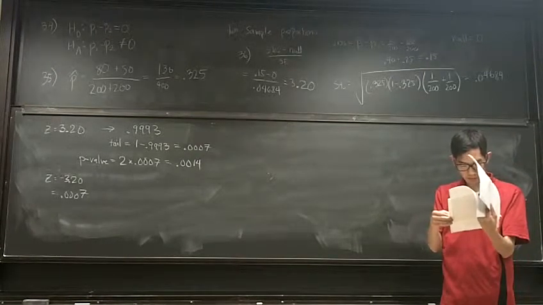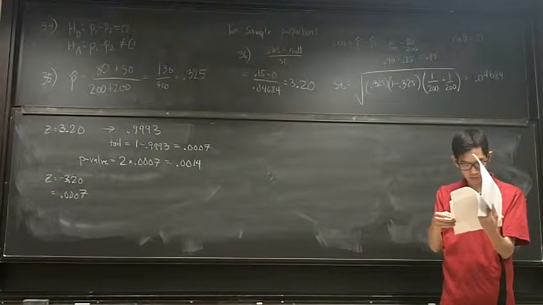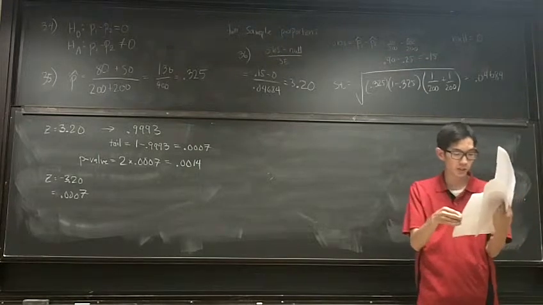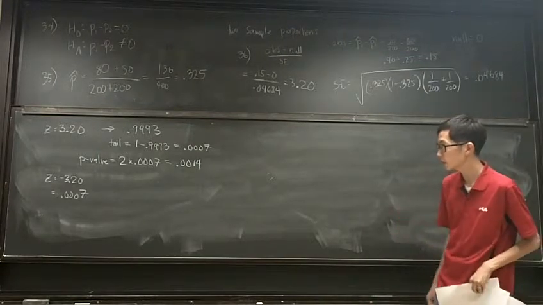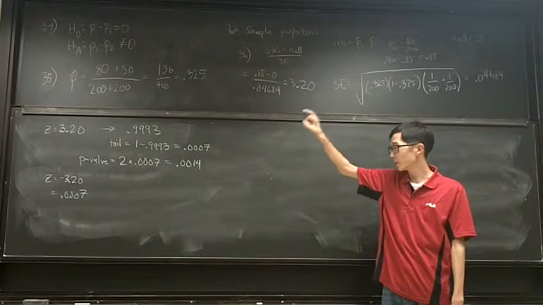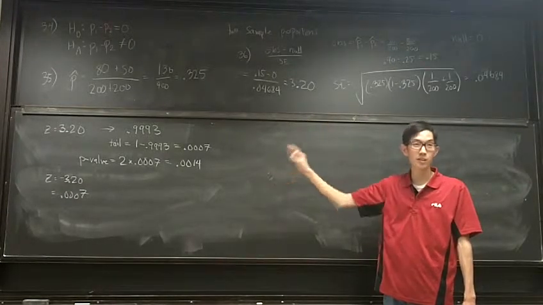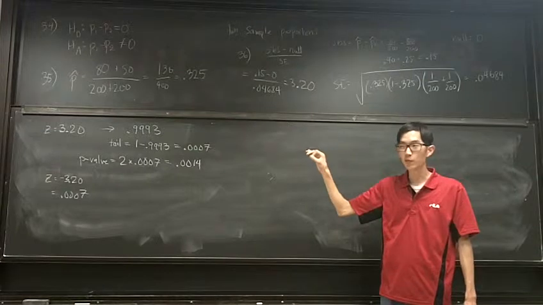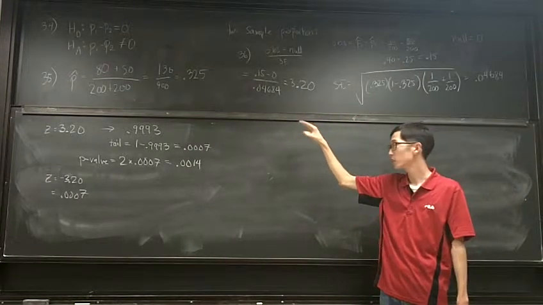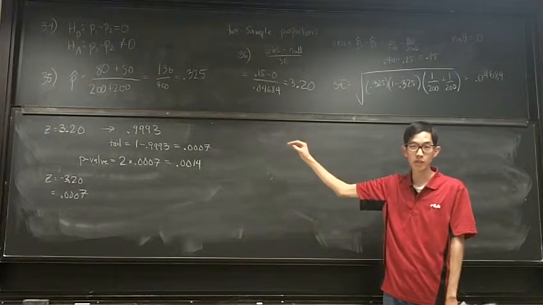You mentioned that in the study hall. I was doing it the other way and getting the same answer, so I'm confident. It just says find the area of one tail and multiply by 2, okay? So you can take the negative 3.2 and find 0.0007 and double it, or if you're not comfortable with that, look up positive 3.2, subtract from 1, and then double that, okay? Just don't double 0.9993, okay?